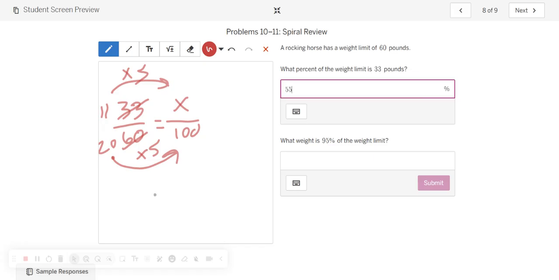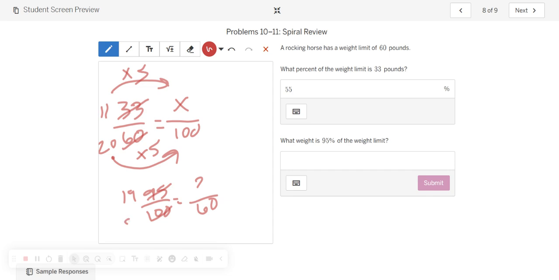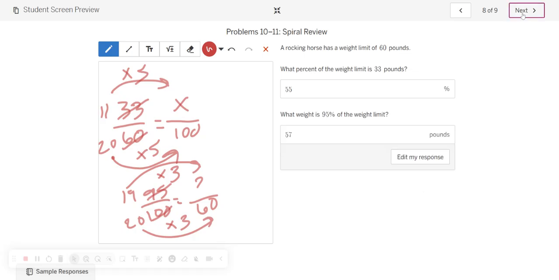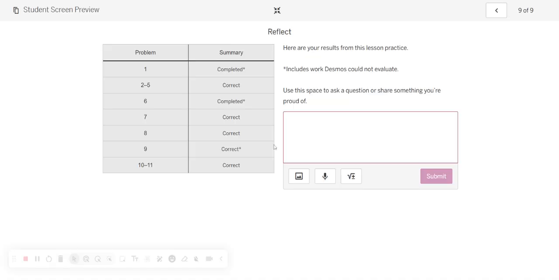Ooh, 95% of the rate. That's a heavy kid. So if I do 95 over 100 equals, what over 60? Divide by 5, I get 19/20. Multiply by 3, 19 times 3 is 57 pounds. 57 out of that 60. Let's see how I did. Yay!